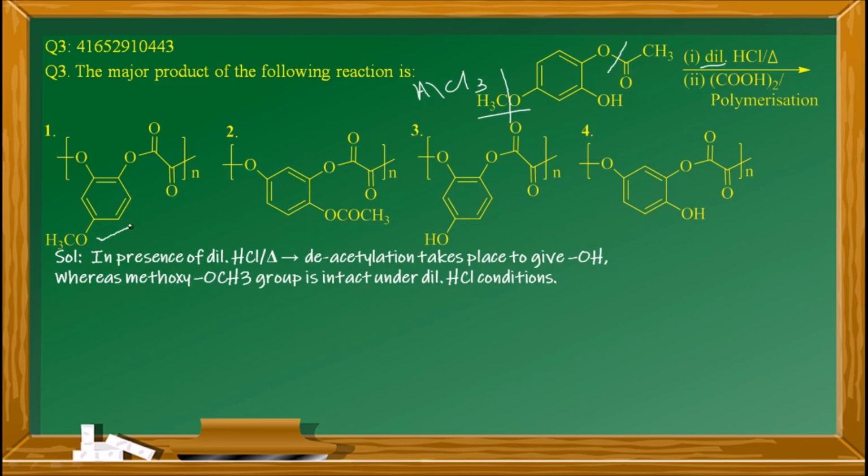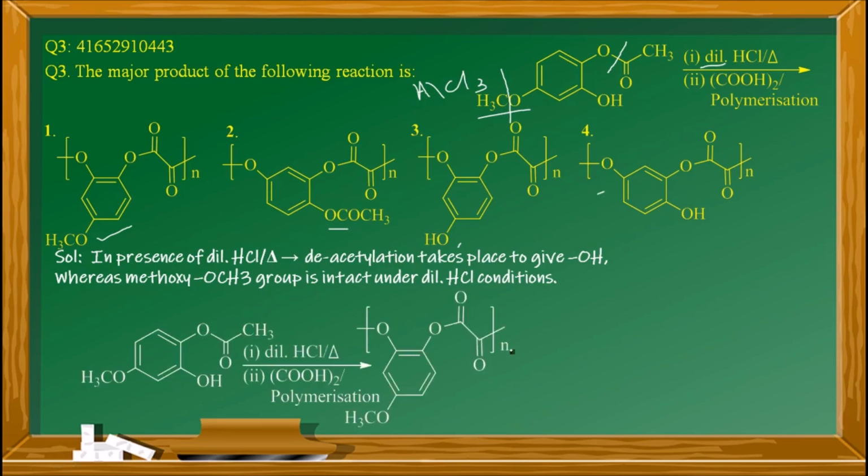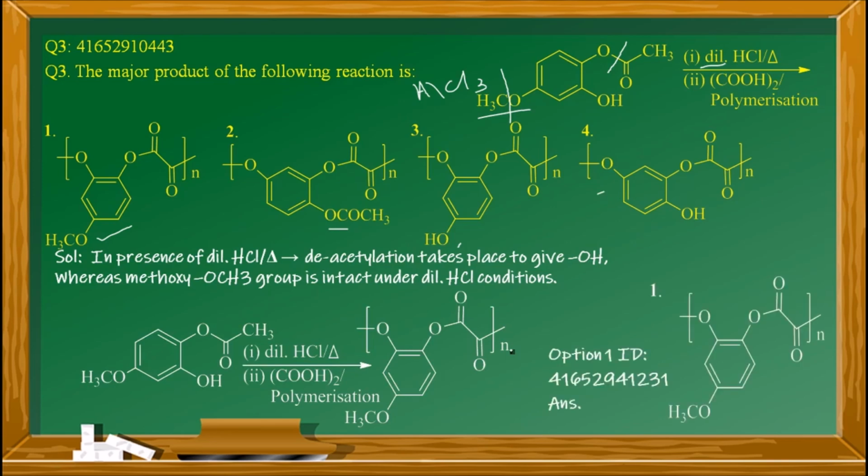This option is having the methoxy group, other options are not having methoxy groups. Let us see this option. Here the acetyl is still present, so no. Demethylation will not go. Here demethylation is taking place. So the polymer is correct, but demethylation is taking place. Here also demethylation will not take place. So option number 1 is correct, friends.